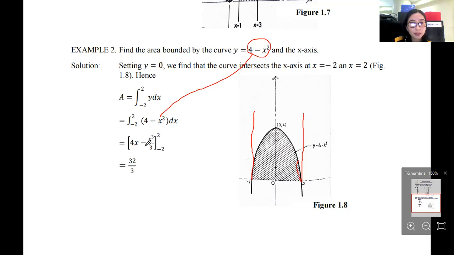So we apply the properties of integration. Then we have 4x minus x cubed over 3. So kini 4, that's 4x. So magamit ang power rule, no? x to the power of n plus 1 over n plus 1. Balikan lang nato ang mga properties. Then we apply the limit from negative 2 to 2. Then the final answer is 32/3.